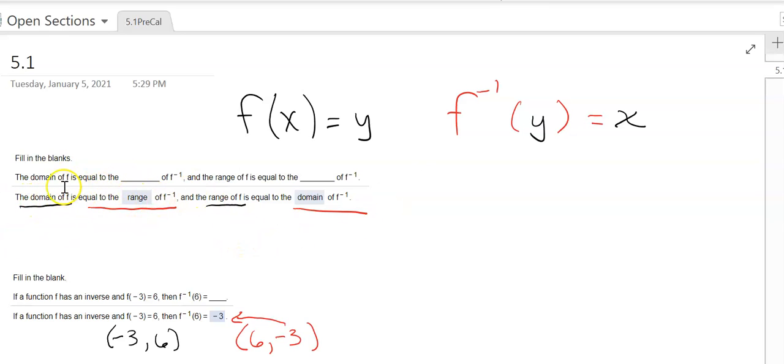This kind of illustrates it. For all of those x values in the original function, it will give us the range of its inverse, simply restating what I said here. Same thing with the range of the original function, it will be the domain for that inverse.